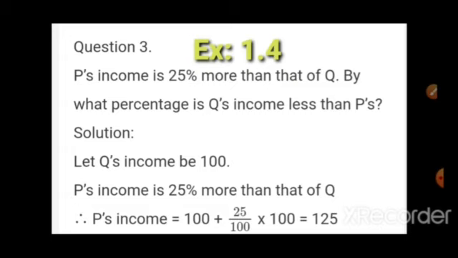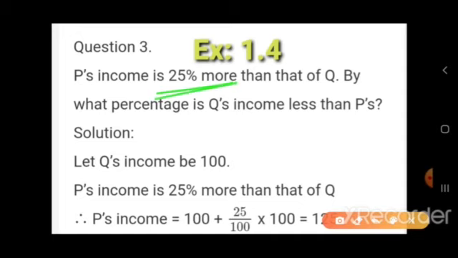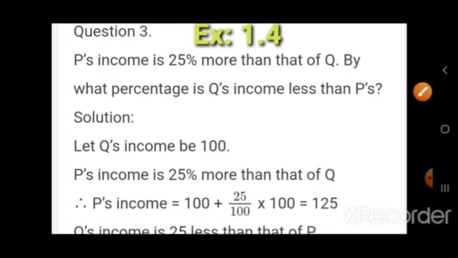Here they have already given P's income is 25% more than Q's income. Then what about Q's income? That is, by what percentage is Q's income less than P? That only we are going to find now. First we need to take Q's income to be 100. Then they have given P's income is 25% more than Q. Then what is P's income? P's income is Q's income 100 plus 25% of Q's income.